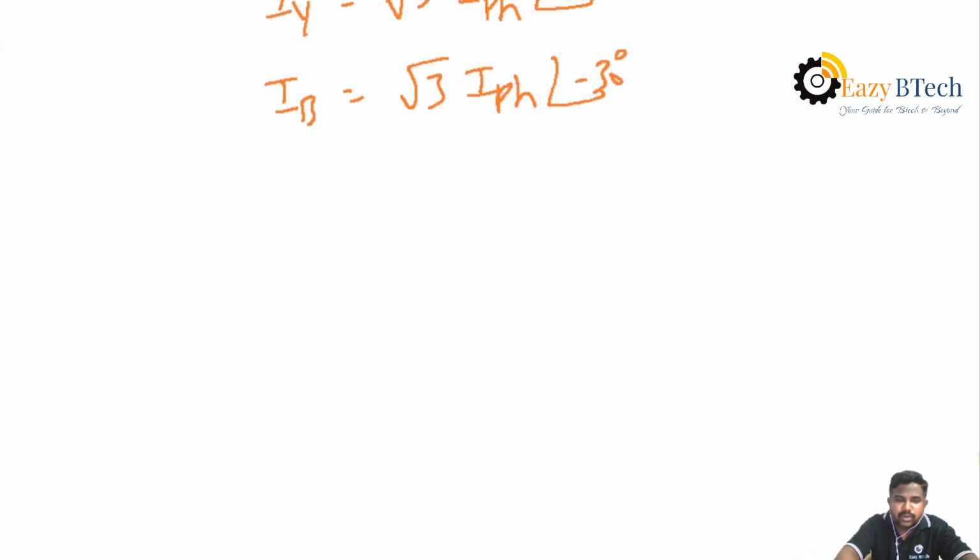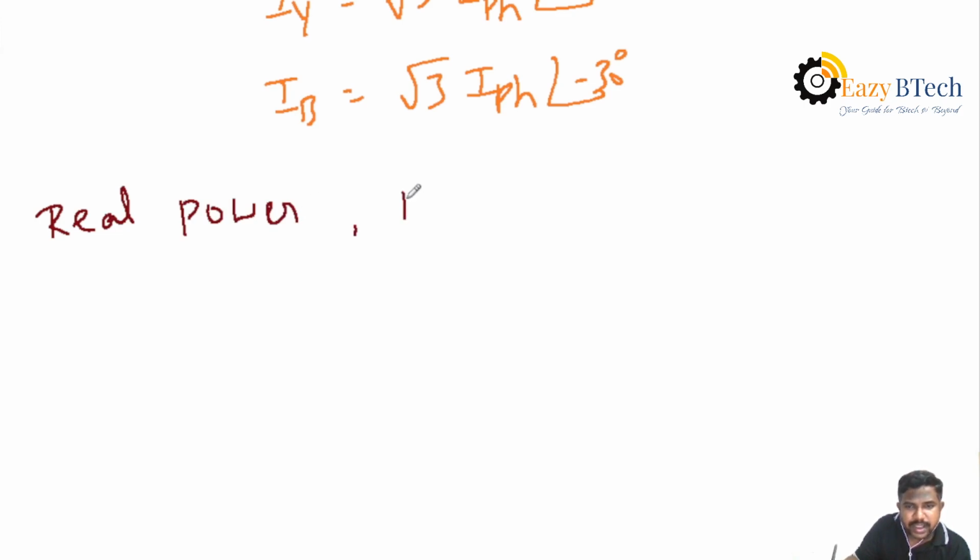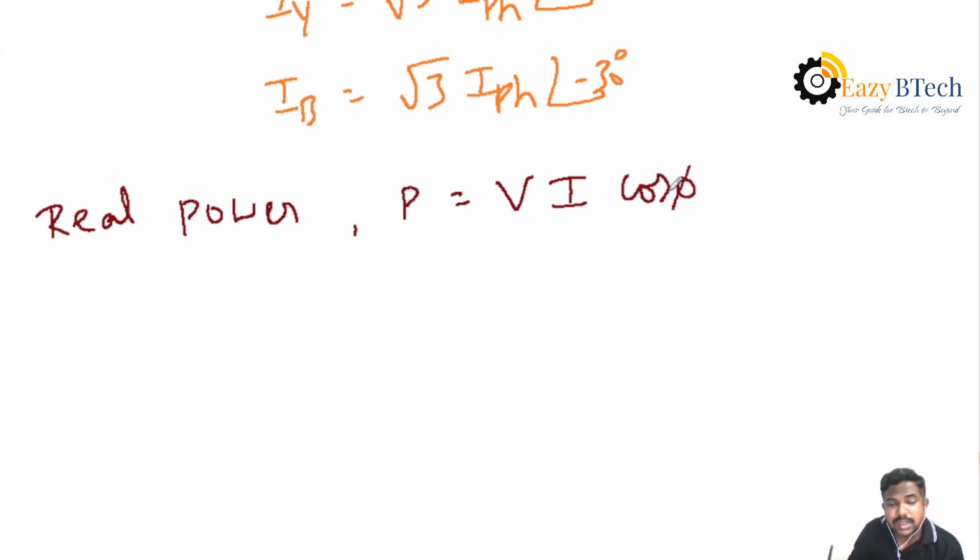Then after we know the values of voltage and current, we have to find out the values of powers also. That means what is the power? First power, that is real power, nothing but active power. We know the formula V I cos phi. So this is the three-phase system. That's why in each phase we have V I cos phi. In three phases we have 3 into V I cos phi.